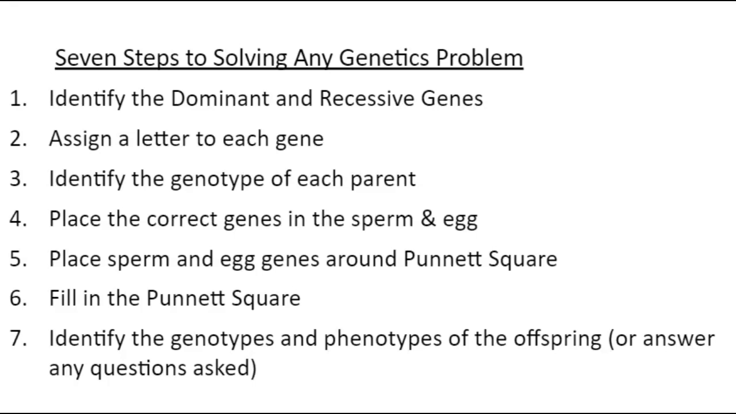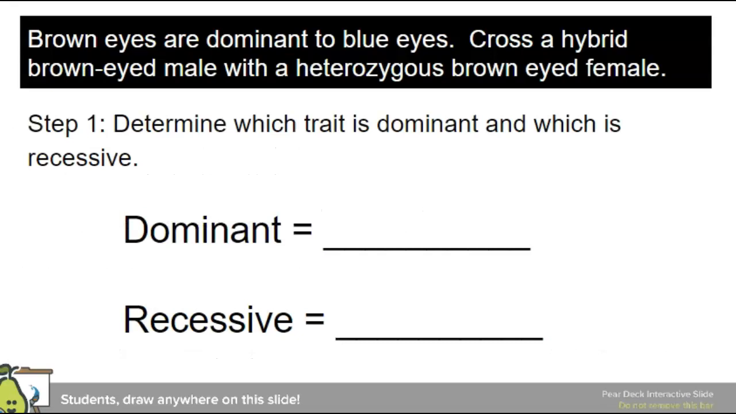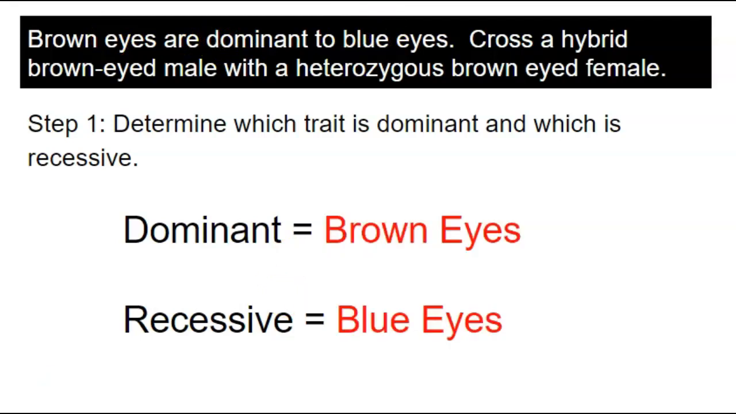So the first thing we have to do is identify the dominant and recessive genes. In this case, it says brown eyes are dominant to blue eyes. Cross a hybrid brown-eyed male with a heterozygous brown-eyed female. It told us in the first sentence that brown eyes are dominant to blue eyes, so for dominant I'm going to write brown eyes, and for recessive I'm going to write blue eyes.